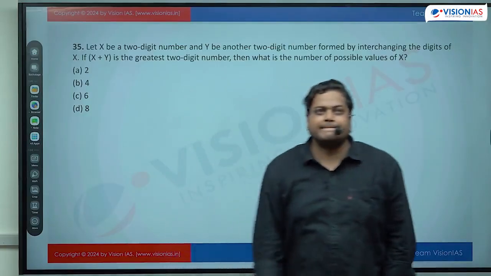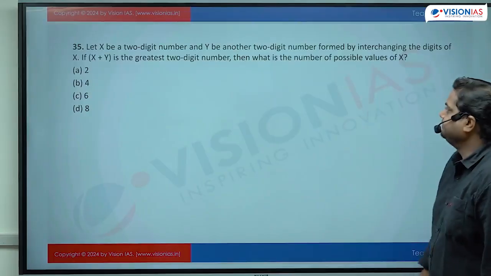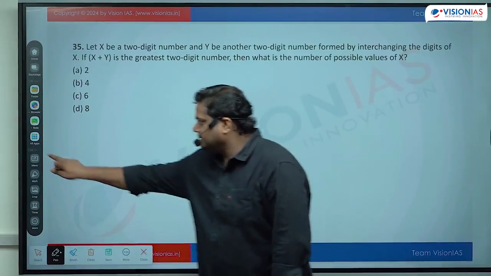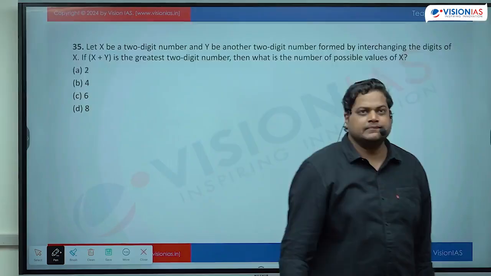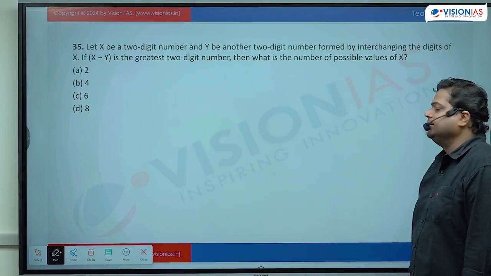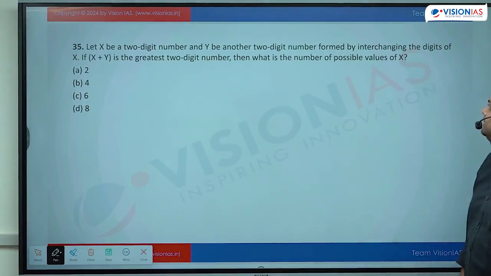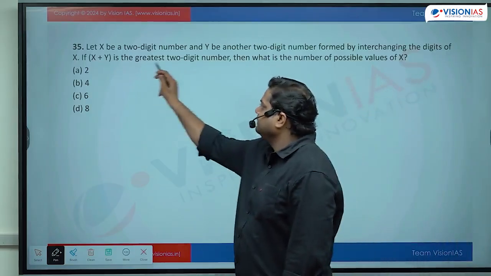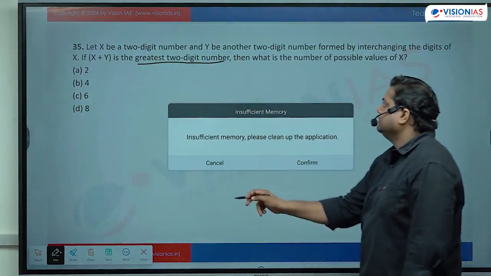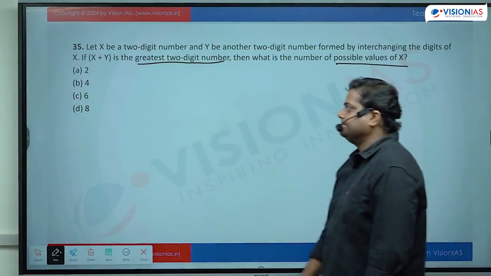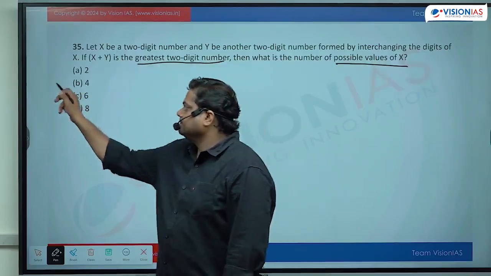See this question. This type of question we have done earlier. Let x be a 2-digit number and y be another 2-digit number formed by interchanging the digits of x. If x plus y is the greatest 2-digit number, then what is the number of possible values of x?